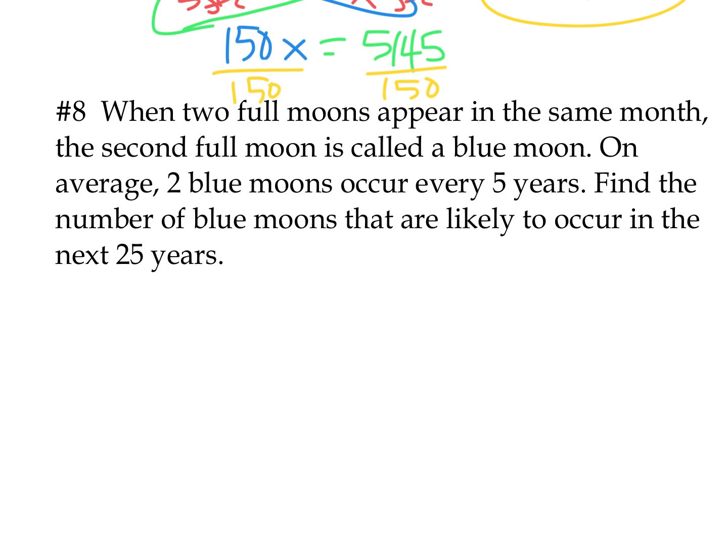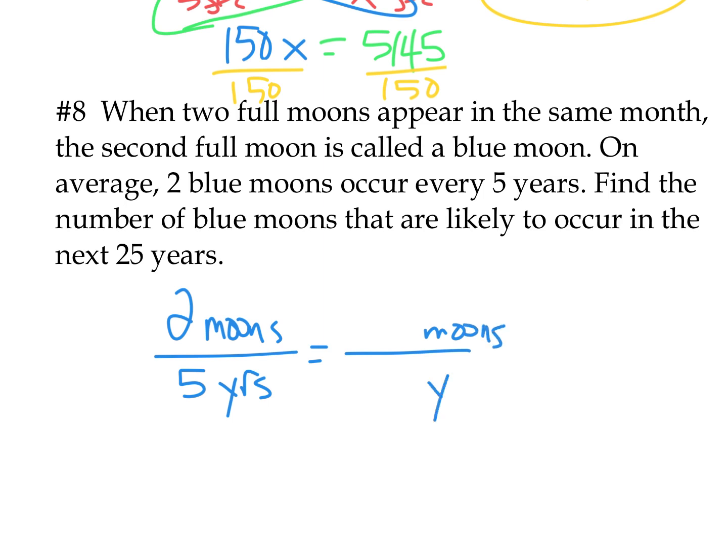When 2 full moons appear in the same month, the second one's called a blue moon. Okay? On average, there are 2 blue moons every 5 years. So we want to find the ratio that will give us the number of blue moons that are likely to occur in the next 25 years. So again, we always want to start with the ratio we know. 2 blue moons every 5 years. So we could write that out. 2 moons every 5 years is equal to, again, on this side, we're going to put the blue moons in years. So in 25 years, we're going to figure out that's X number of blue moons.